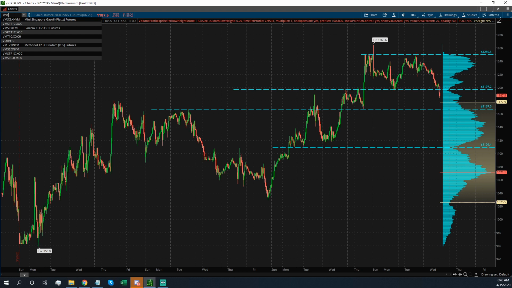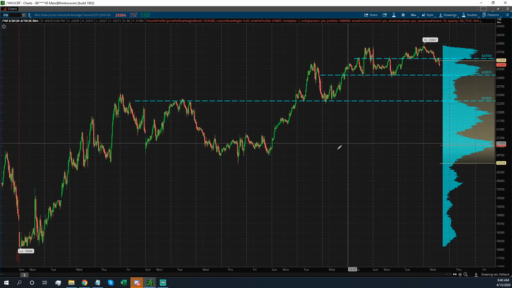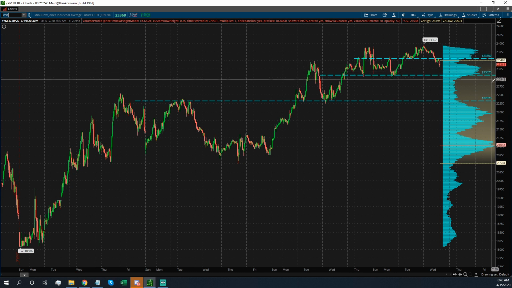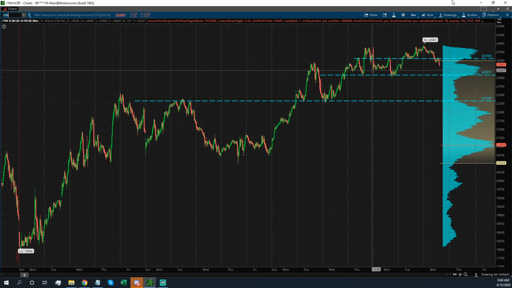Looking at the Dow, same thing. I'm not going to add anything here. You got 23,075 below, and back up above 23,560 would be a little bit more bullish here.